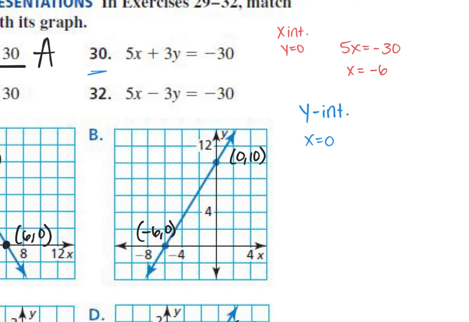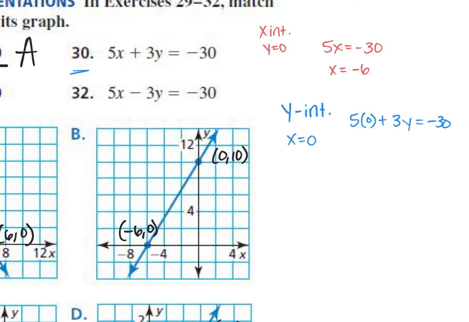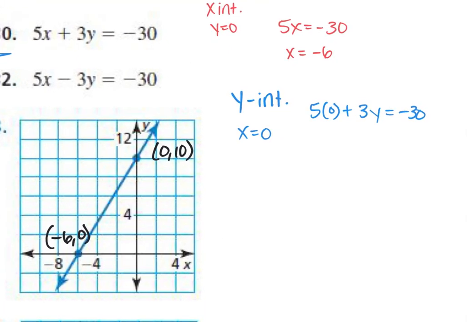We're working on 30. So it would be 5 times 0 plus 3y equals -30. Yeah, you're right. I wrote that wrong. Negative 30. Okay, so our new equation is 3y equals negative 30. Jonathan, how do I solve this? Divide by 3, getting negative 10. Excellent. y equals negative 10.